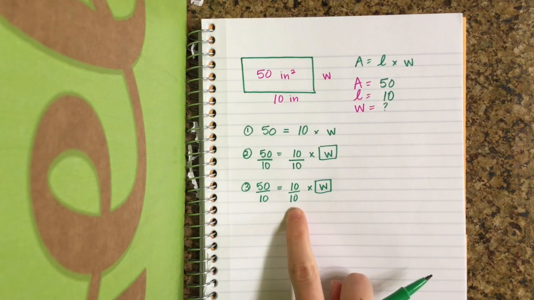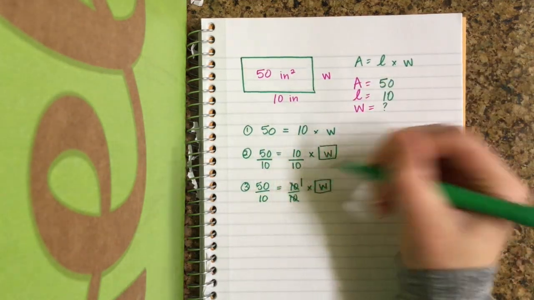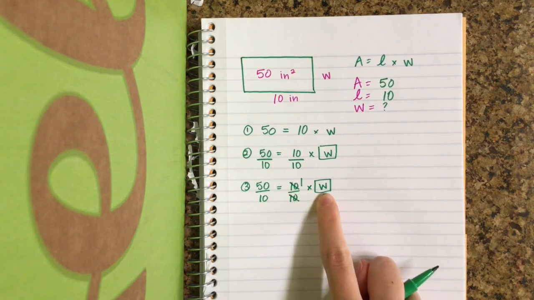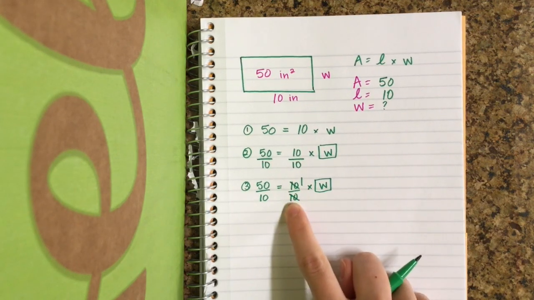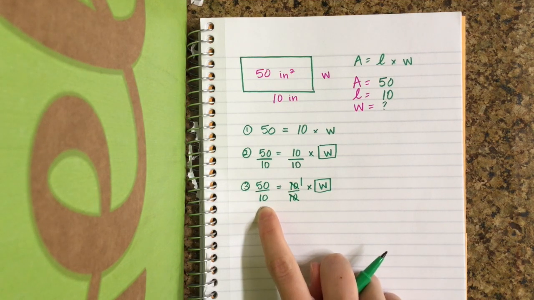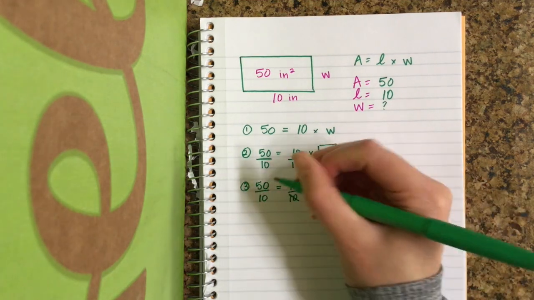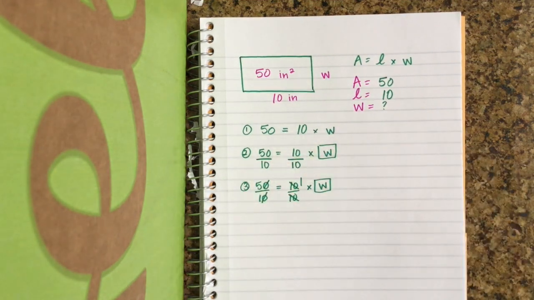So once we have 10 over 10, they can cross each other out. We would be left with 1. Any number times 1 is itself, so this doesn't really matter, we're okay. And if we look over here, we have 50 divided by 10. So there's a couple ways you could solve this. First thing I notice is that they both end in a 0. So both of the zeros can be crossed out.